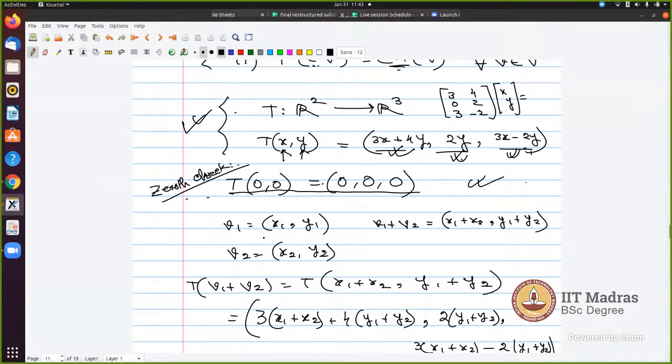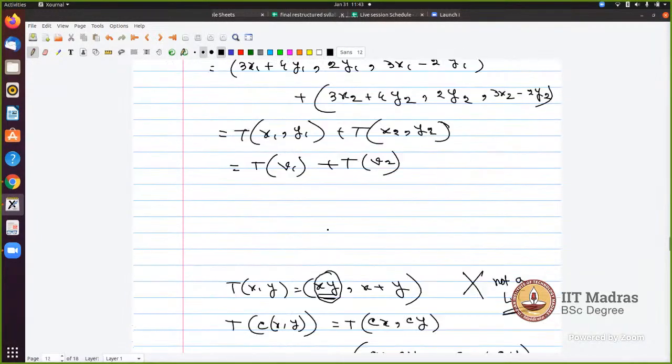So no, because the second is 2y. It can only become 0 when y is 0. So no positive value of y can go to 0. That I can surely say. But whatever x and y.